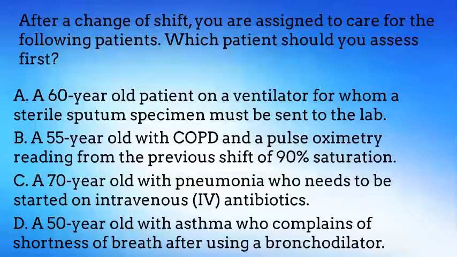Nothing indicates that the patient is not stable on the ventilator. So we want to get this done in a timely manner, but there isn't anything pressing here, so I have a feeling this won't be our priority. But we'll go ahead and mark it as it's our only option, and let's keep going to see what else we have. Option B, a 55-year-old with COPD and a pulse oximetry reading from the previous shift of 90% saturation.